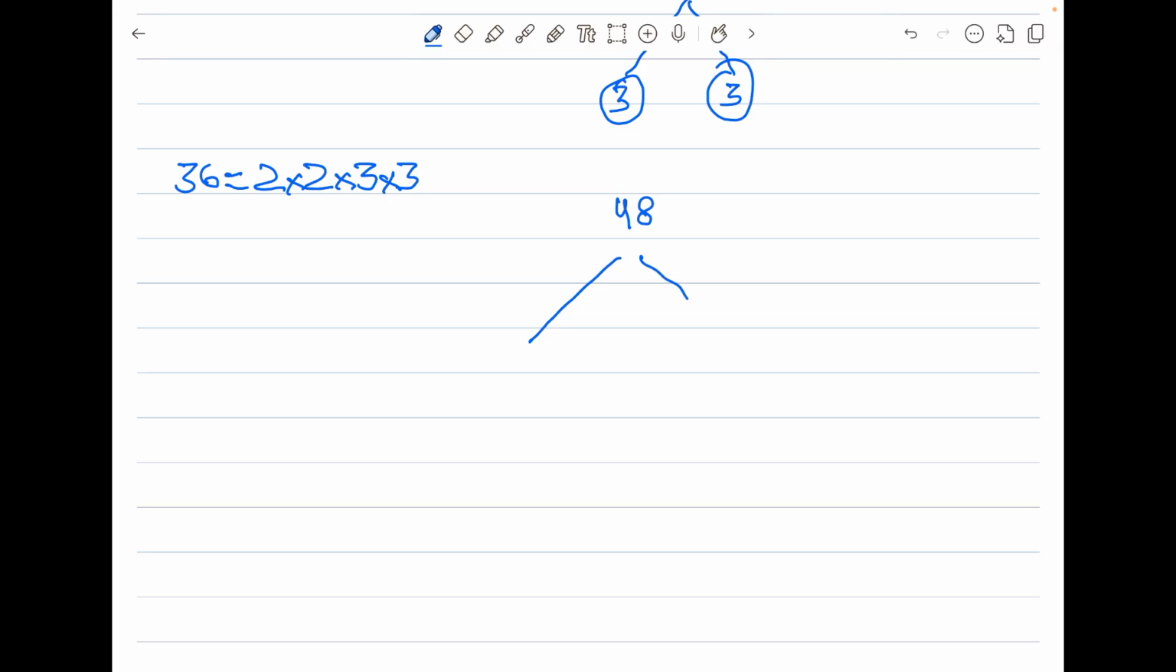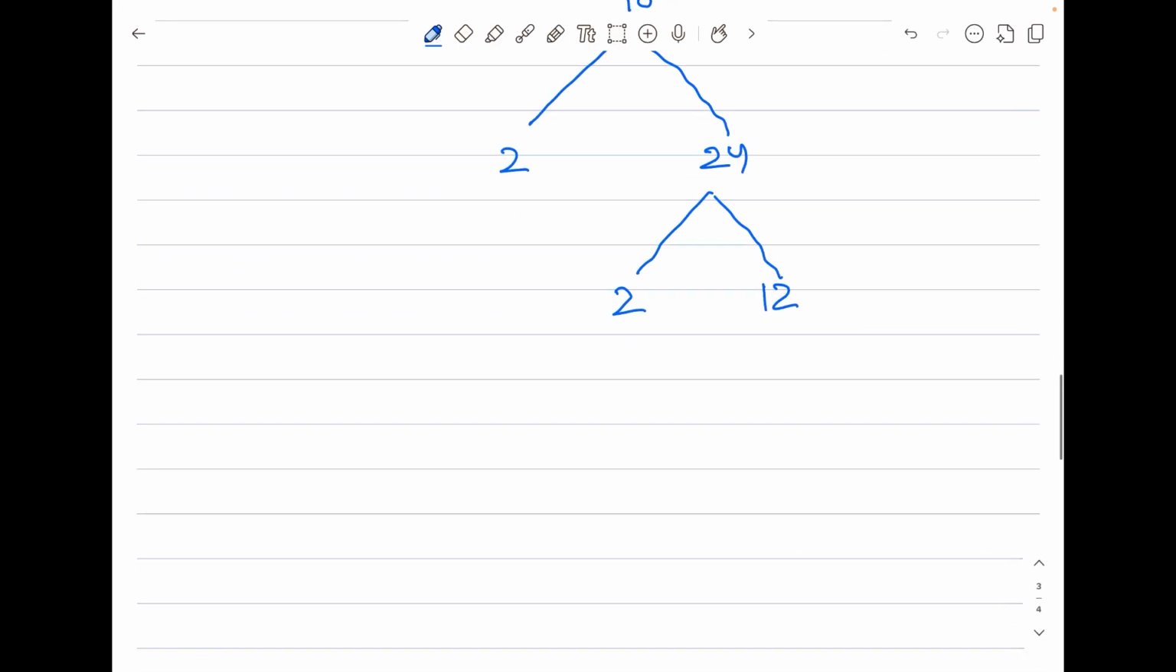Again, we draw two branches like this, and we think of the smallest prime factor for 48, which is 2, right? So we have 24 on the other branch. Once more, we have 2 as the smallest prime factor. We have 12 on the other branch. Then we divide by 2 once more, and we have 6. Now, this time around, 2 again is the smallest prime factor.